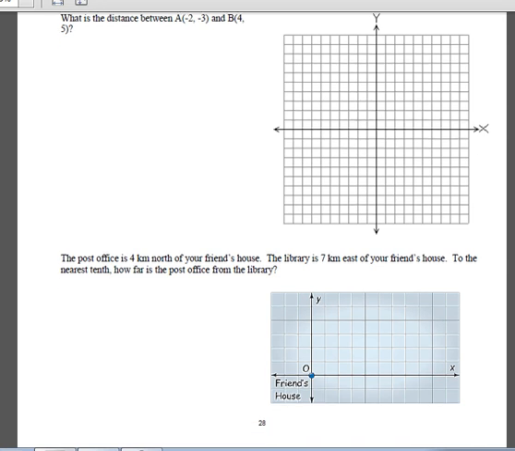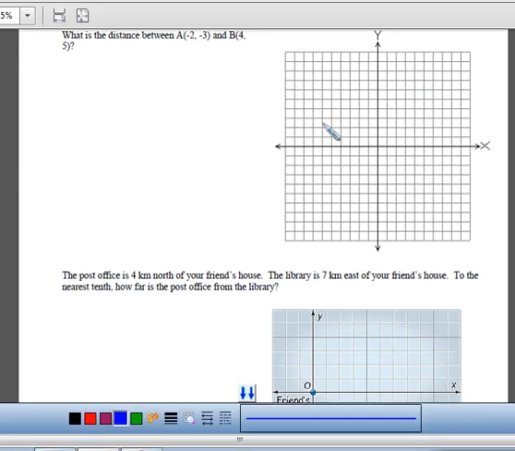All right, so first thing I need to do is plot my points. Point A is at -2, -3. I put that point there, and I label it A. Sometimes you might want to wait till you plot your second point, because when you connect them, you don't want the line to go through your label, but I know where it's going to be. Point B is at 4, 5, so I go over 4 spaces, up 5, and put a point.